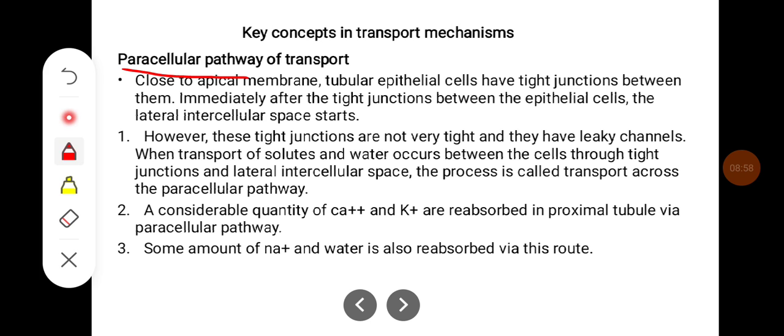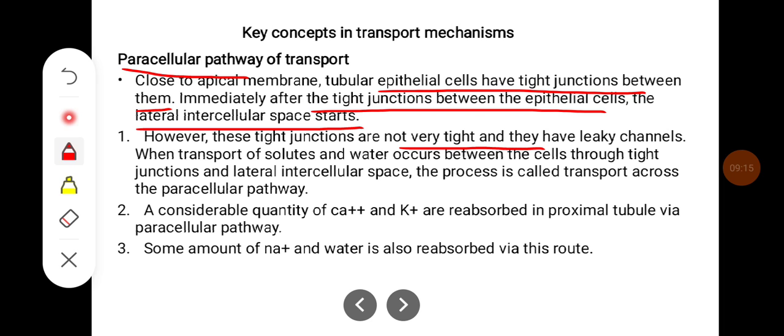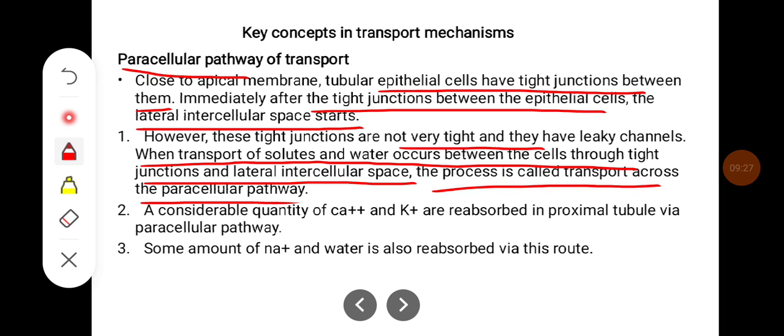a paracellular pathway of transport. Close to the apical membrane, tubular epithelial cells have tight junctions between them. Immediately after the tight junction between epithelial cells, the lateral intercellular space starts. However, these tight junctions are not very tight and they have leaky channels. When transport of solutes and water occurs between the cells through the tight junction and lateral intercellular space, the process is called transport across the paracellular pathway. A considerable quantity of calcium and potassium is reabsorbed in the proximal tubule via the paracellular pathway. Some amount of sodium and water is also reabsorbed via this route.